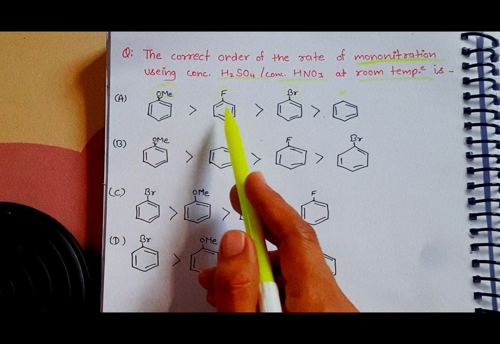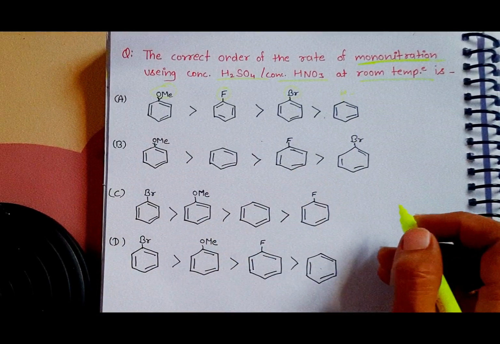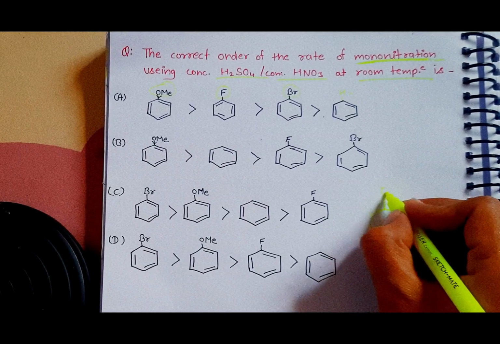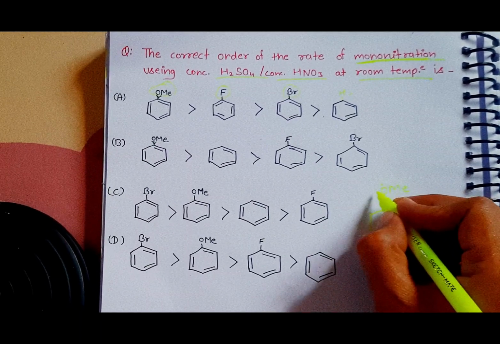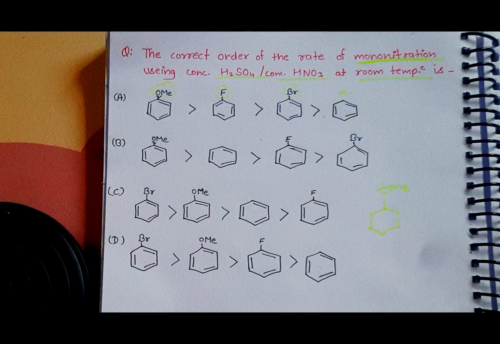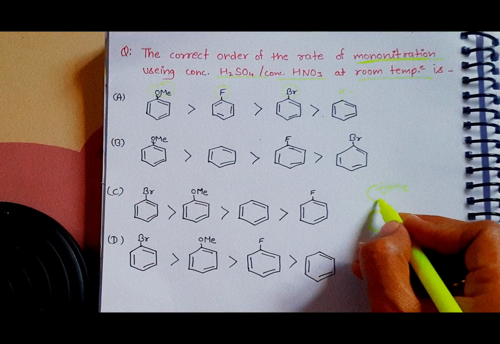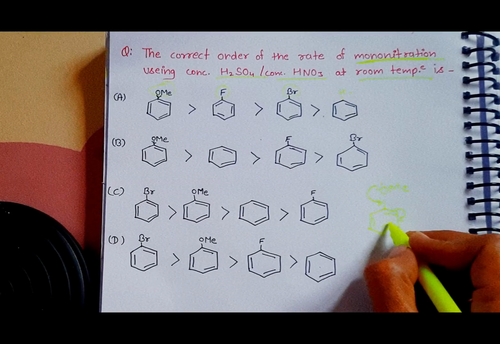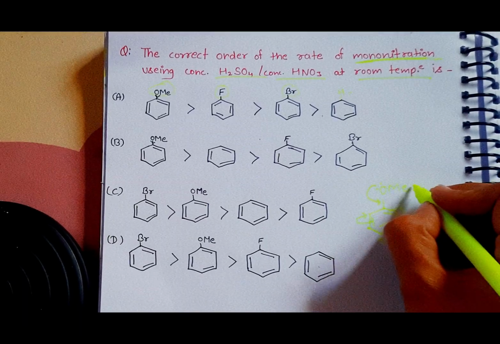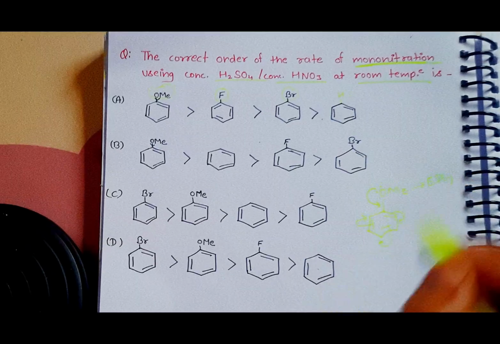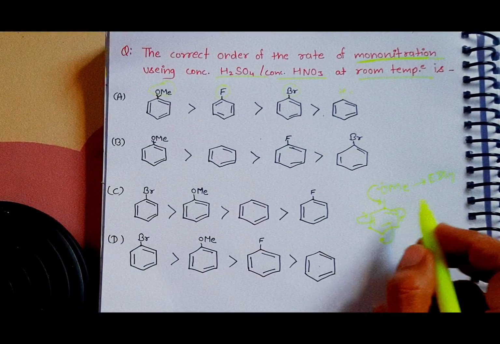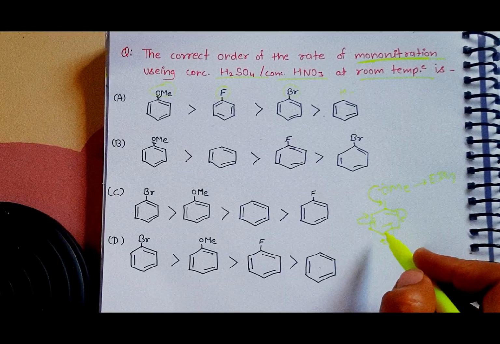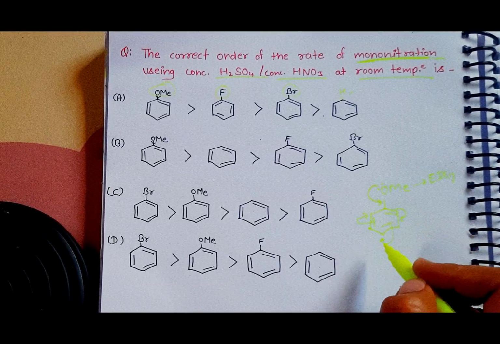This is methoxybenzene, fluorobenzene, bromobenzene, and this is benzene. In methoxybenzene, we draw it like this. In methoxybenzene, this electron pair participates in resonance. So it is an electron donating group. In a nitration reaction, we all know electron donating groups increase the rate of the nitration reaction.